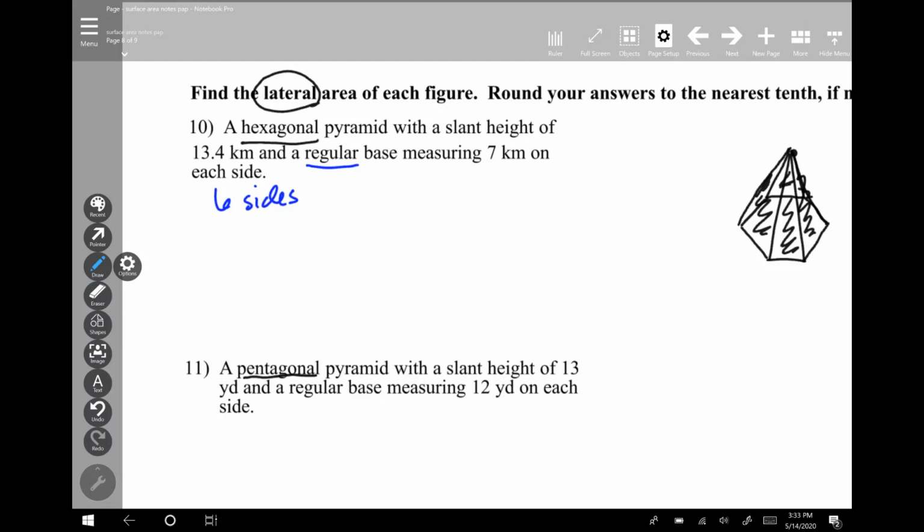So we have a hexagon, and it says a regular base with each side measuring 7 kilometers. So how do we find the perimeter of a hexagon? There are 6 sides, and in this case each is 7. So you multiply the number of sides times the length of each side. So 42. And again, you could do that by adding up all the sides.